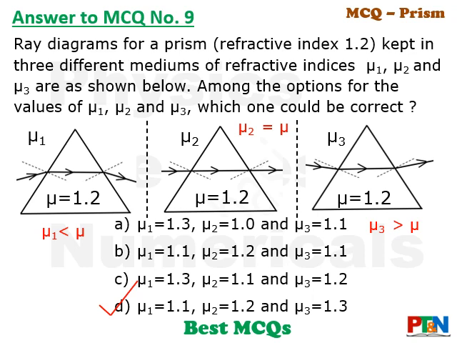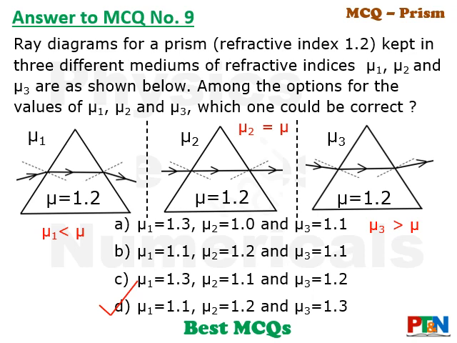See, in the first ray diagram, the angle of incidence or angle of emergence is higher than the angle of refraction. That means mu1 is lesser than mu. So the value of mu1 could be 1.1. In the second ray diagram, there is no change in the ray. The ray is moving straight. So the refractive index mu2 will be equal to mu.